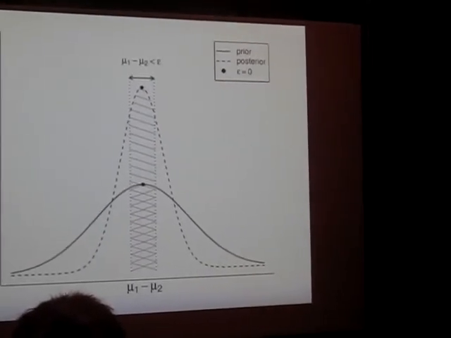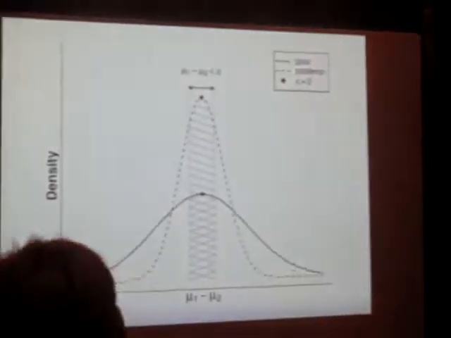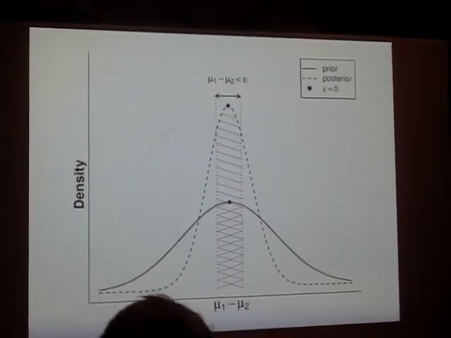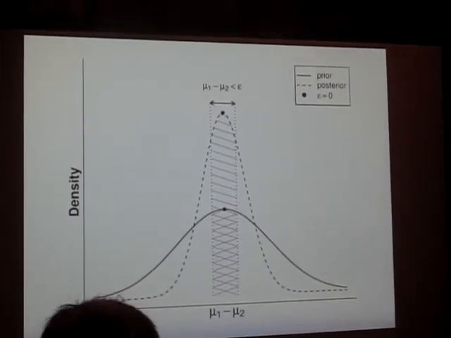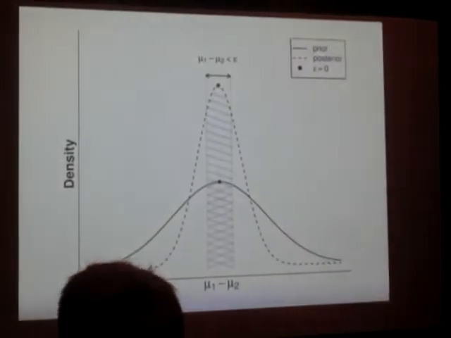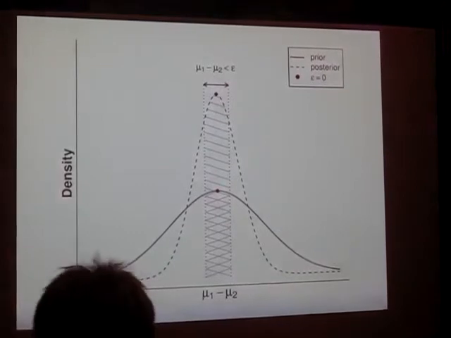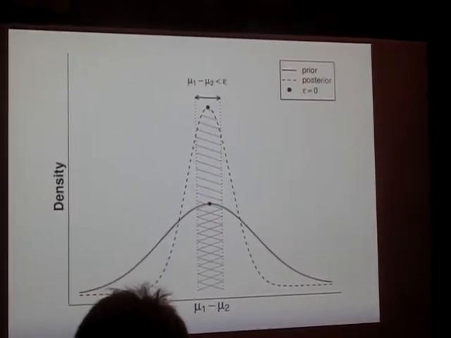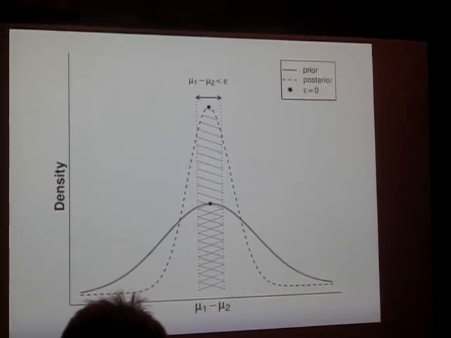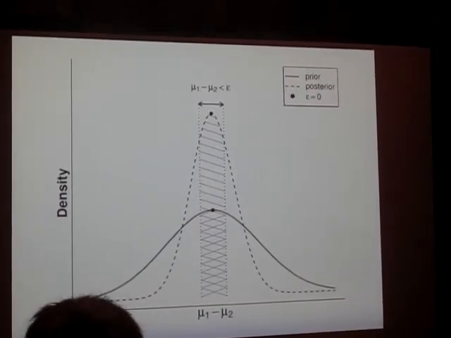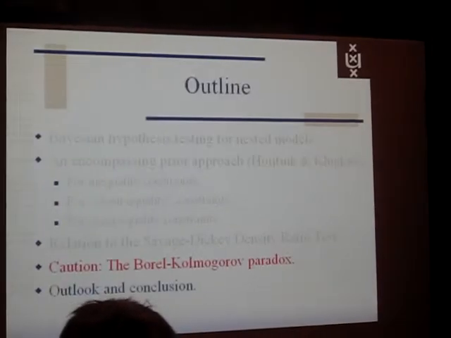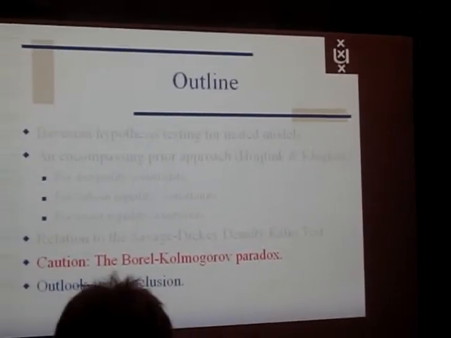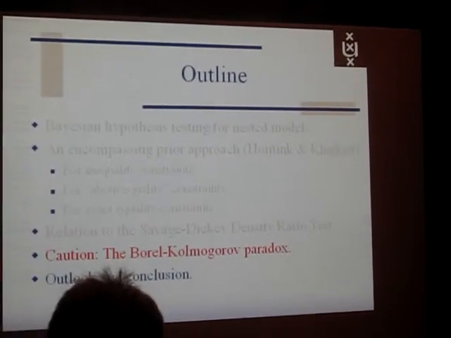So I felt this was an interesting result. You can look at it in two ways. In one way, you can say the Savage-Dickey test is a special case of the encompassing prior approach, or you could say, equivalently, the encompassing prior approach generalizes the Savage-Dickey test to hypotheses that have order constraints, so that aren't exact equalities. Good. However, if this was all there was to it, it would be too good to be true, of course.